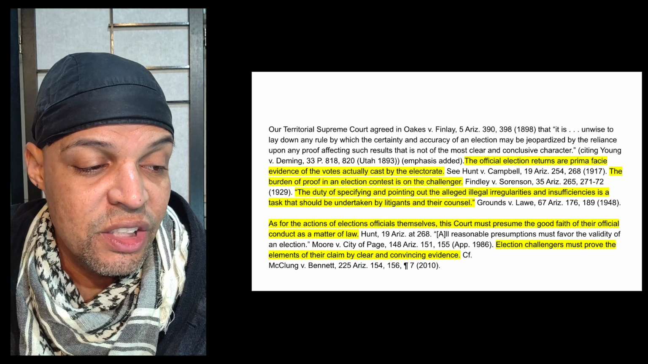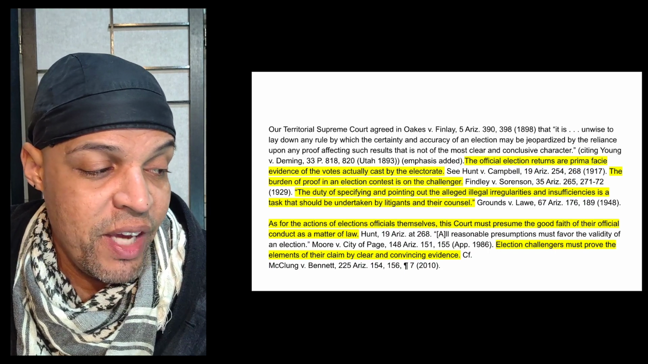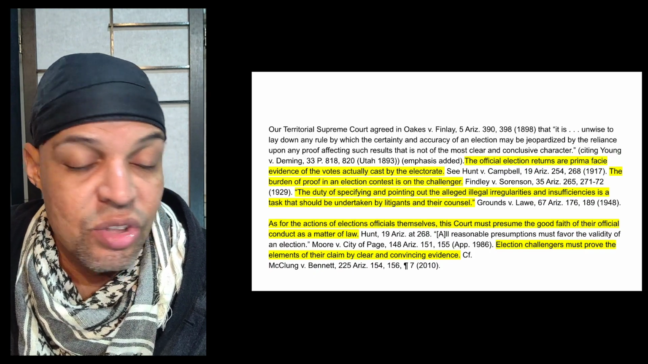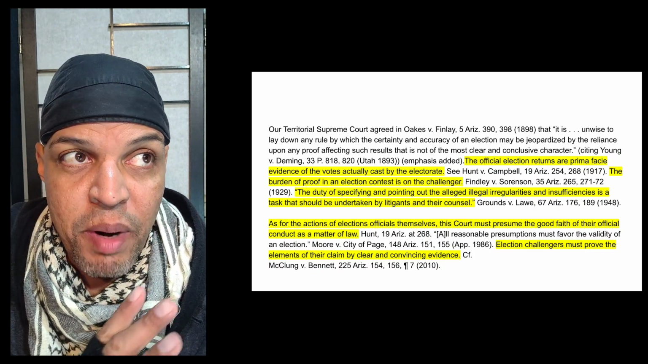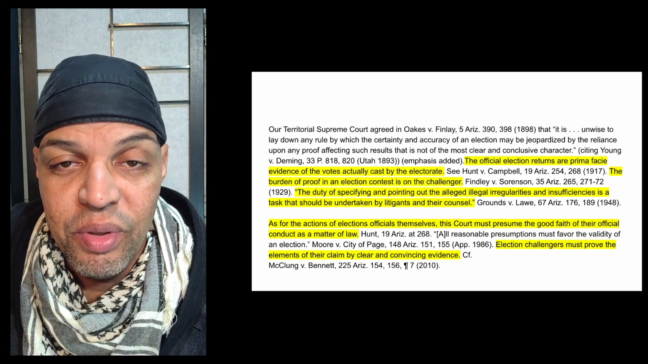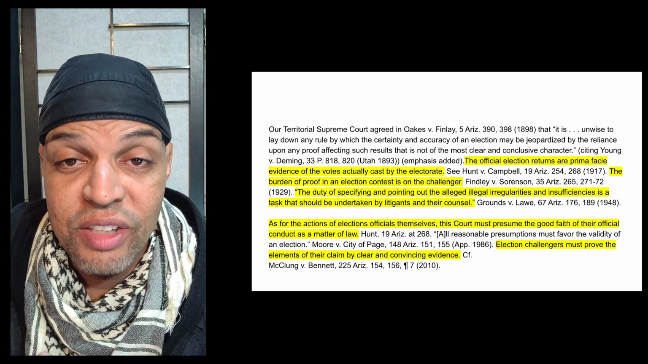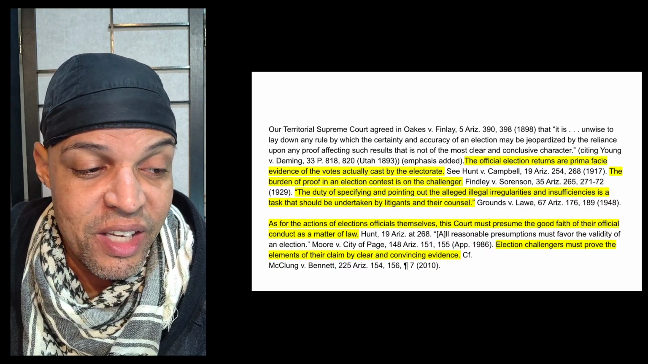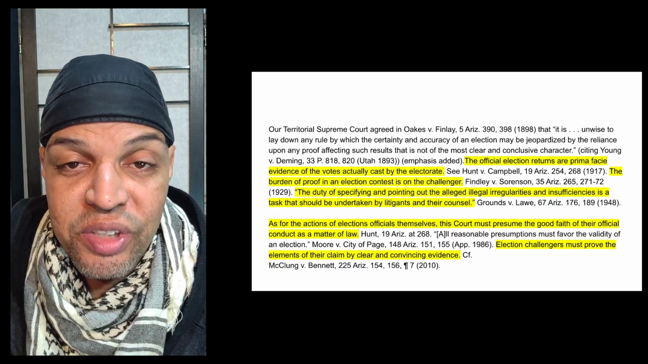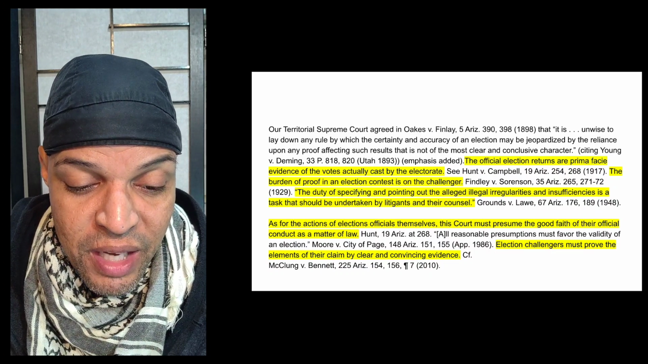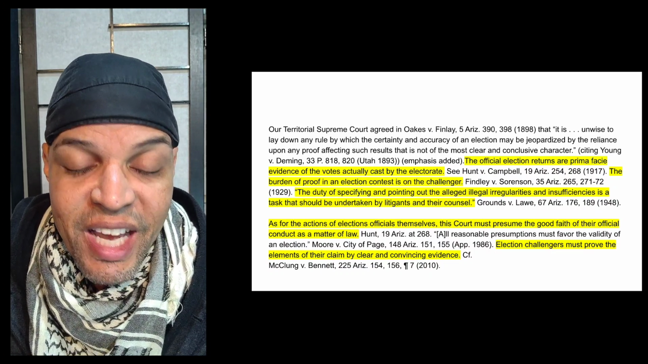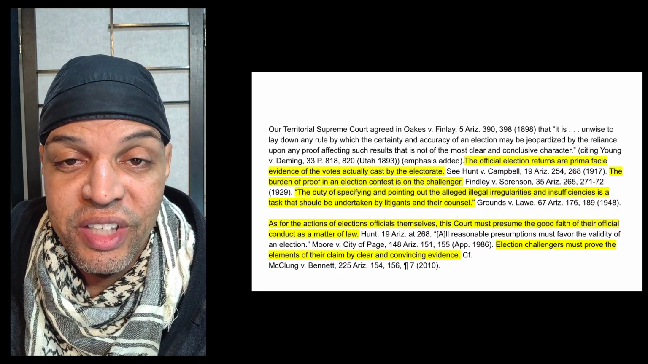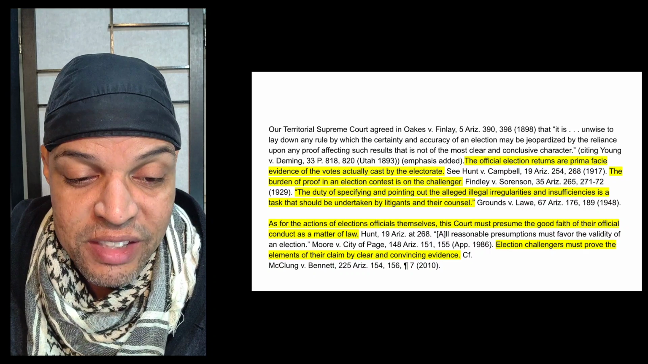The official election returns are prima facie evidence of the vote actually cast by the electorate. Remember that, right? So remember, the electorate is the people. So we're trying to see how did the people vote, right? That's what this is about. It's not about voters. It's about what did the people put down on a piece of paper, and how was the process of that election done. That's what we're looking at right here. We're looking at the process, right?